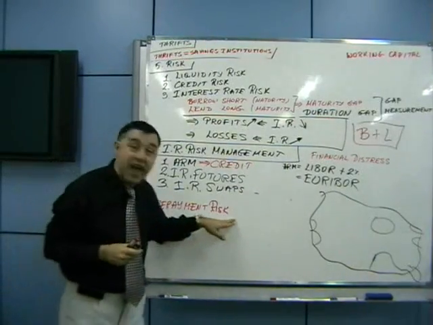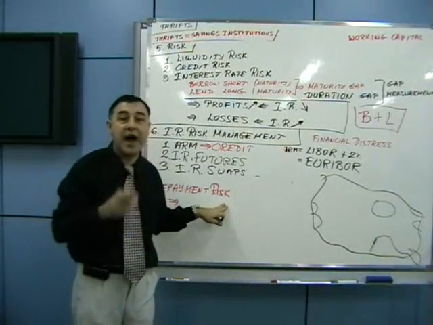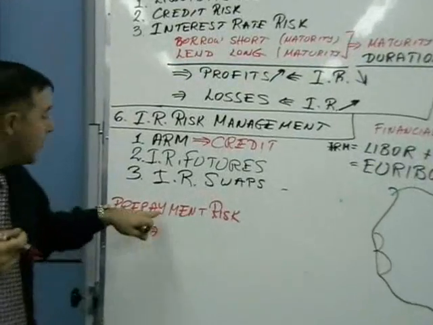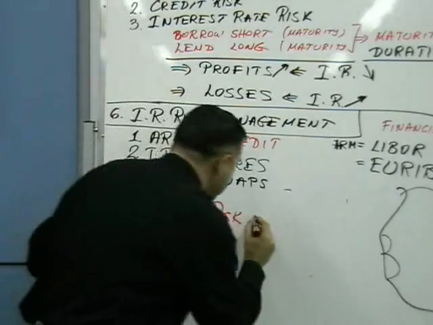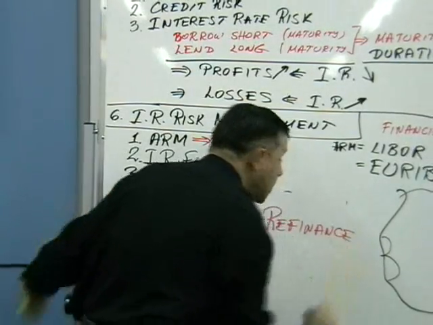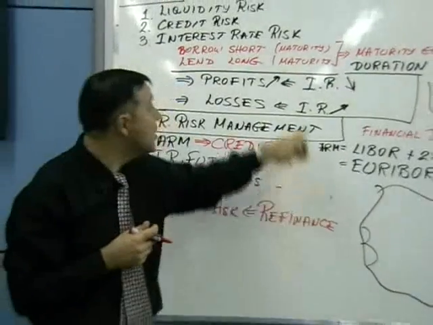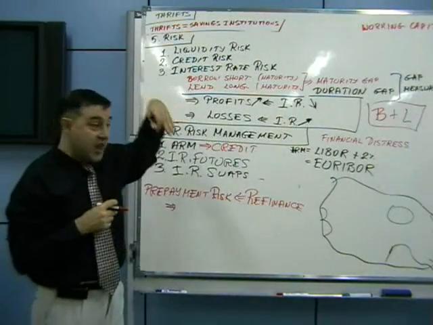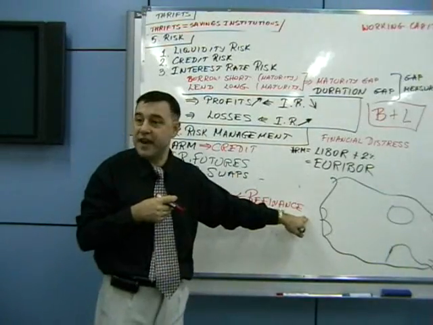So as soon as you allow borrowers the option to prepay, they decide to prepay. When are they going to prepay? They're going to prepay when they refinance. That means they will borrow again and pay back the original mortgage, and they will refinance when interest rates go down. So in a falling interest rate environment, you have a rising prepayment risk as a result of mortgage refinancing.